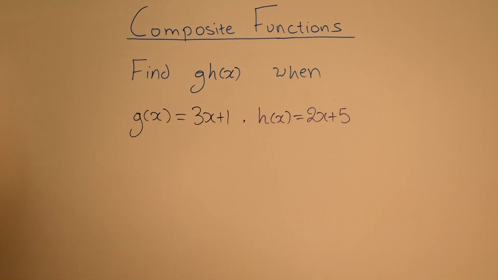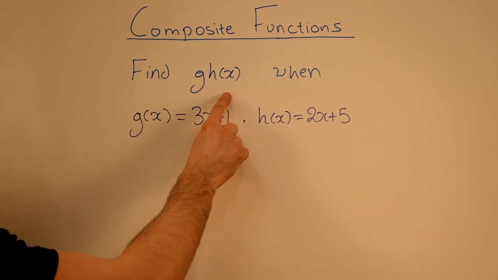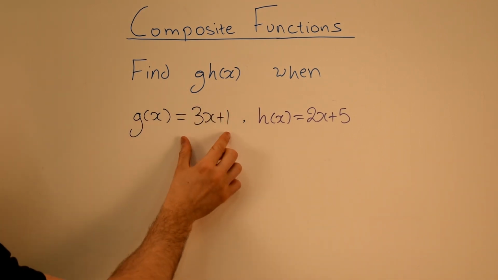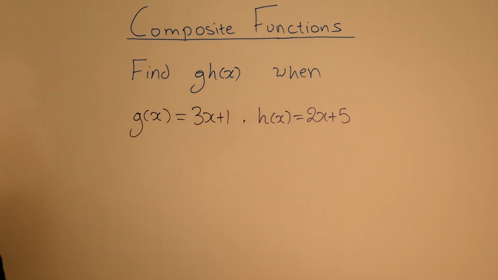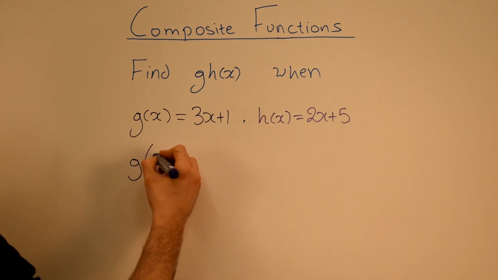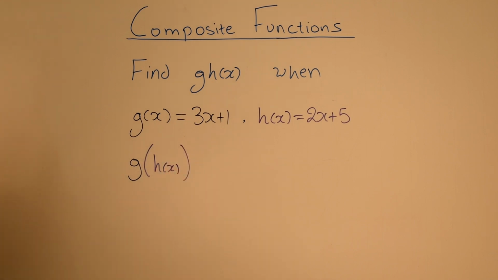So in this second example we have been asked to find gh of x when g of x is equal to 3x plus 1 and h of x is equal to 2x plus 5. So to find gh of x, which is our composite function here, we will rewrite it as g of h of x, which means simply g brackets h of x. So how do we actually find the formula for this?